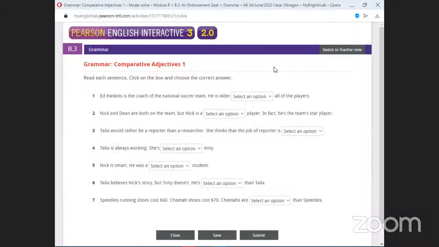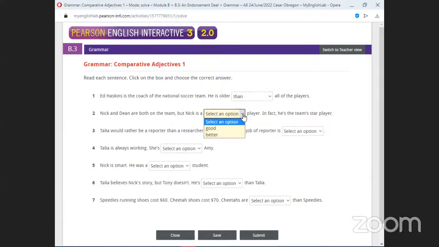Okay, let's do some work. Let me show you my screen really fast. Okay. So comparative adjectives, number one. Read each sentence, click on the box, and choose the correct answer. Are you ready? Ed Haskins is the coach of the national soccer team. He is older than all of the players.